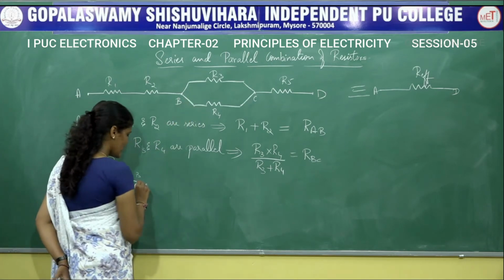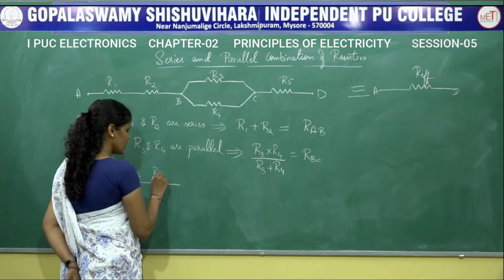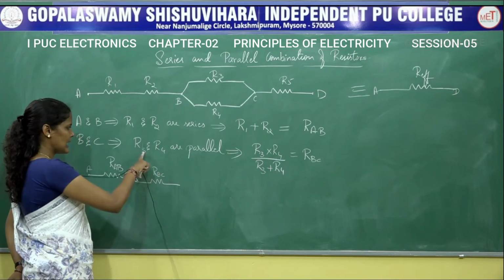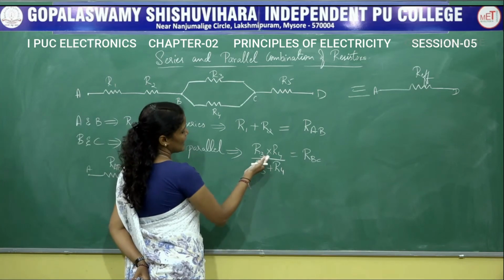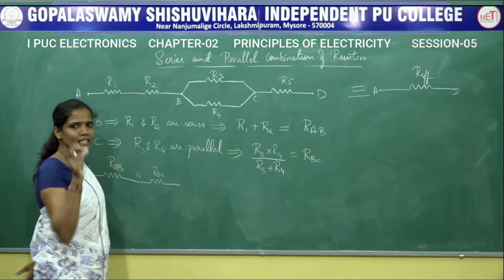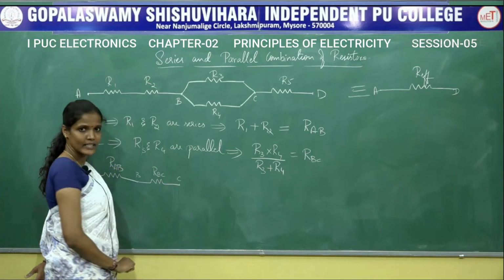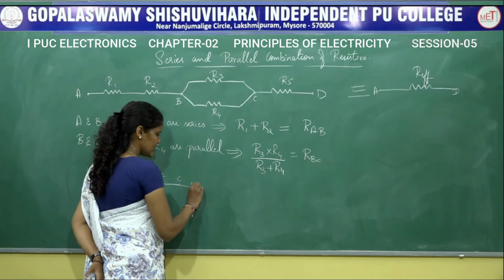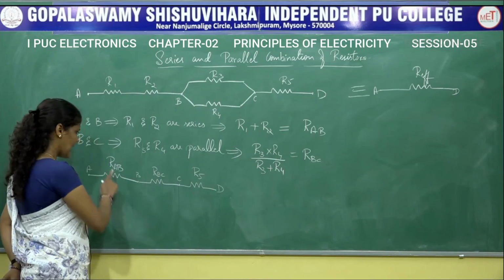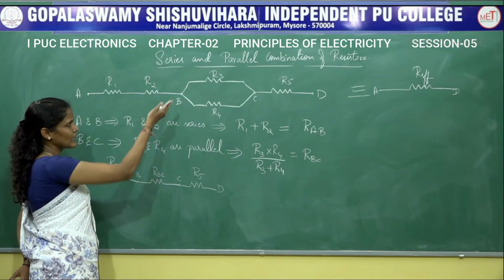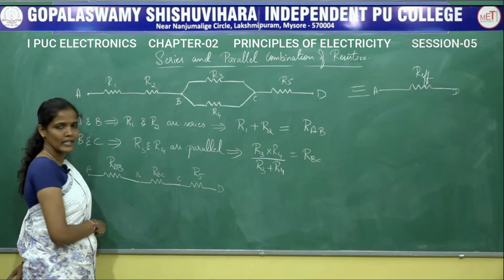Between the points B and C, I will be getting a single resistor whose value is equal to RBC. R3 and R4 are connected in parallel, and I am going to solve those resistances with the help of this formula. I will be getting a single value. Let me name that as RBC, and that is connected between B and C. And the last one, between C and D, I am having a single resistor whose value is equal to R5. RAB, RBC, R1, R2, R3, R4, R5 if we give all numerical values, we get different answers.